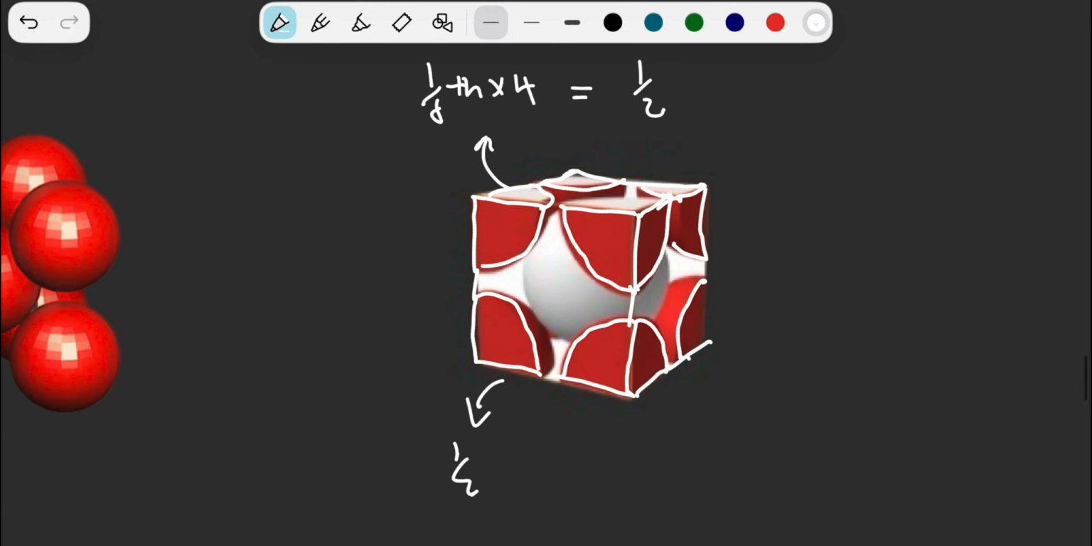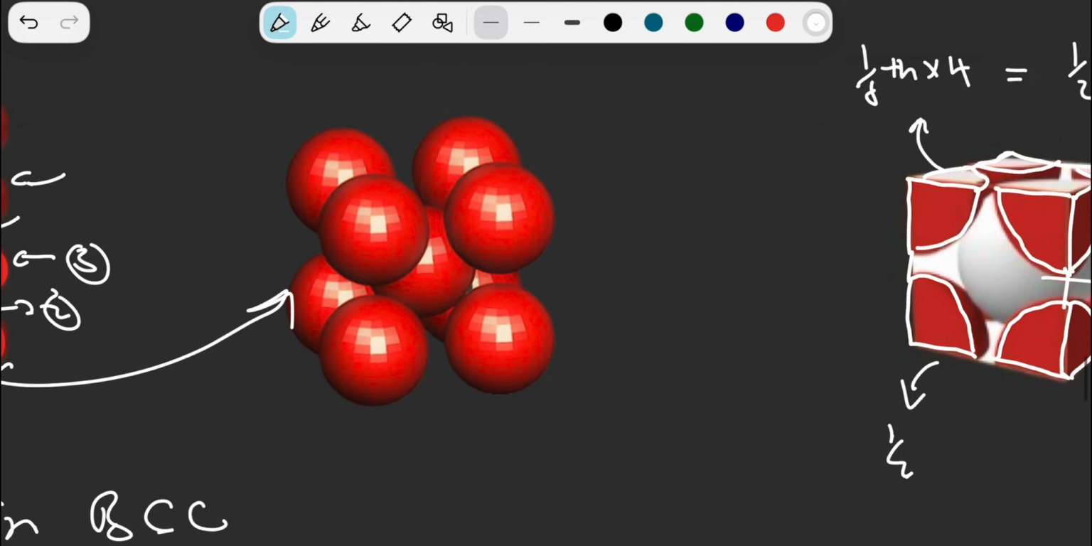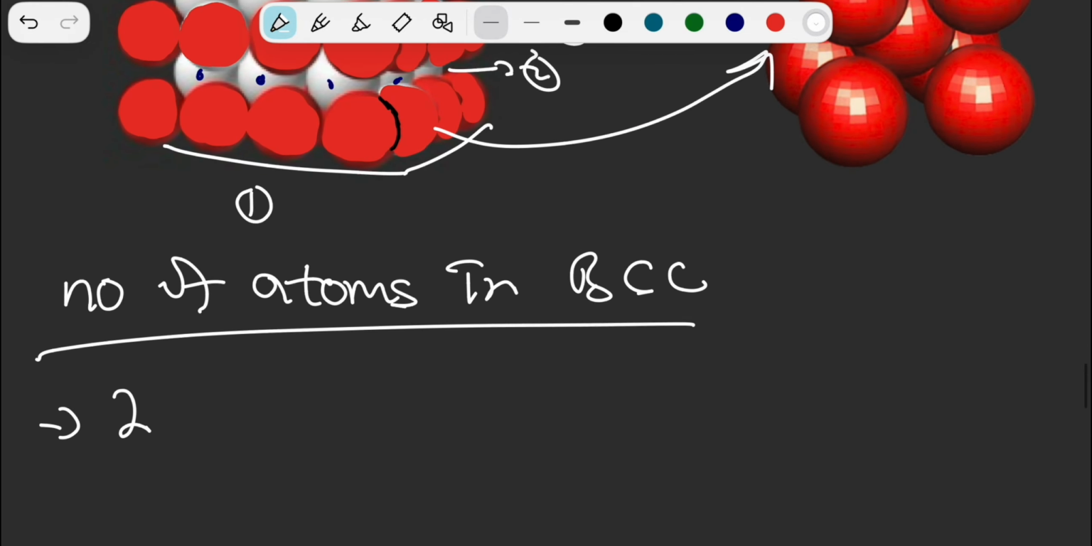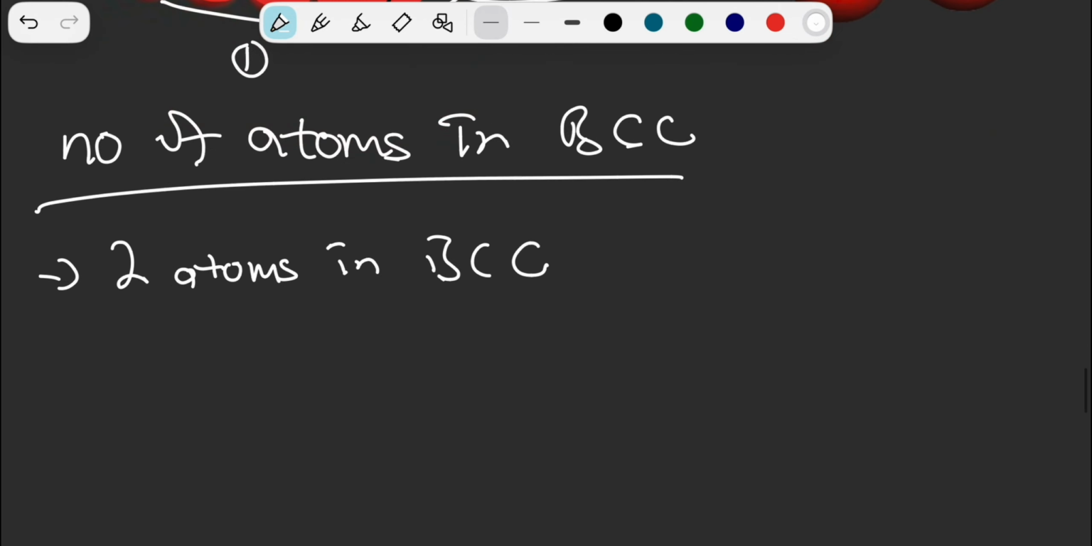That's going to be 1/2. So 1 cell in total. Plus this big fella over here, 1. So in total, we're going to have 2 atoms, which is quite important.